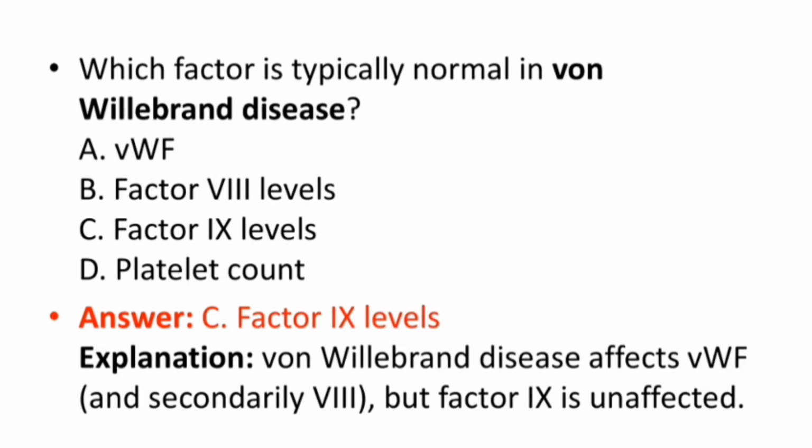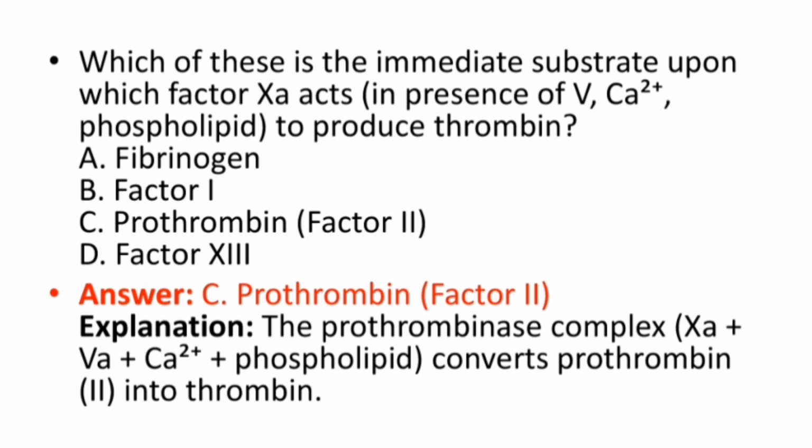Which factor is typically normal in von Willebrand disease? Option A, von Willebrand factor. Option B, factor 8 levels. Option C, factor 9 levels. Option D, platelet count. The correct answer is option C, factor 9 levels. Von Willebrand disease affects von Willebrand factor and secondarily factor 8, but factor 9 is unaffected.